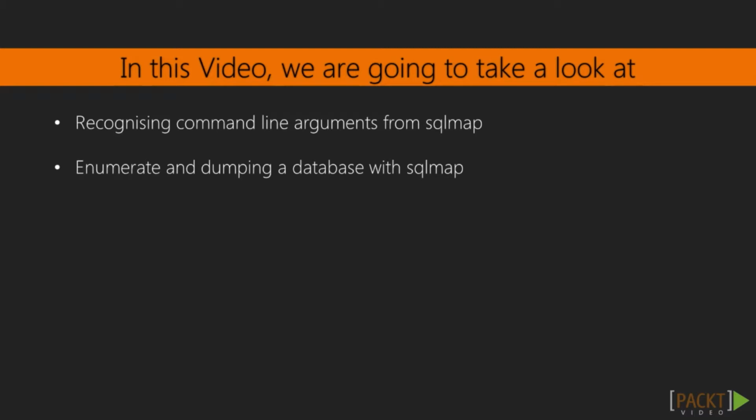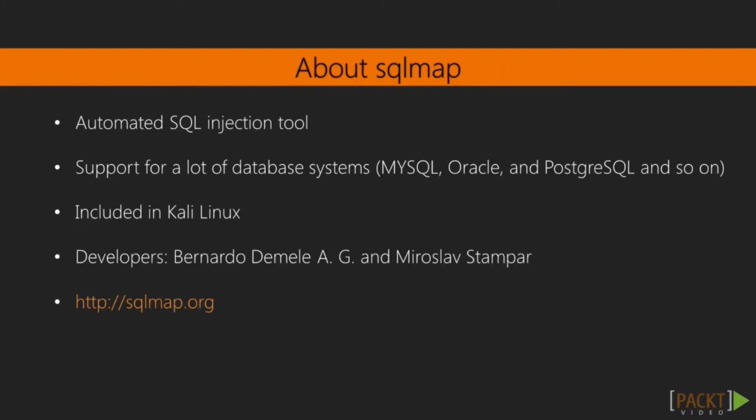In this video we're going to be recognizing the command line arguments from SQLMap to enumerate and dump a database with SQLMap. It allows us to use it in an automated way so that we don't have to put much effort into it. So first of all I'm going to talk about SQLMap because I feel like it needs a little bit of credit. It's an automated SQL injection tool. It has support for a lot of databases. There's a few there in the brackets.